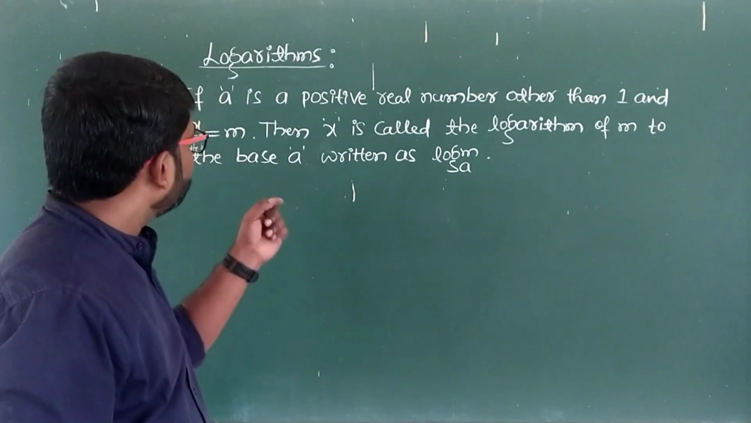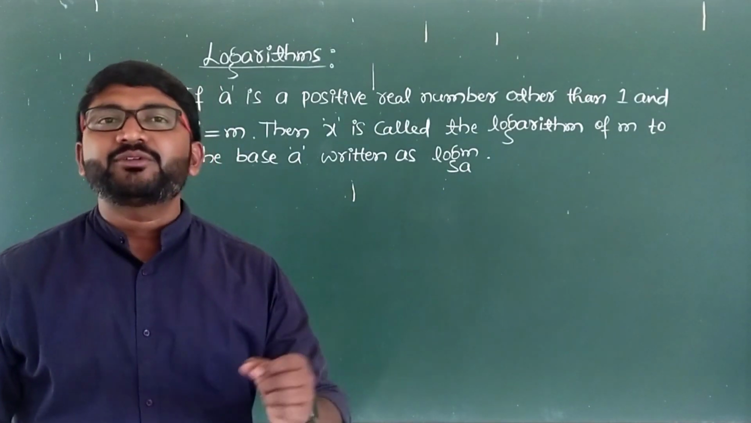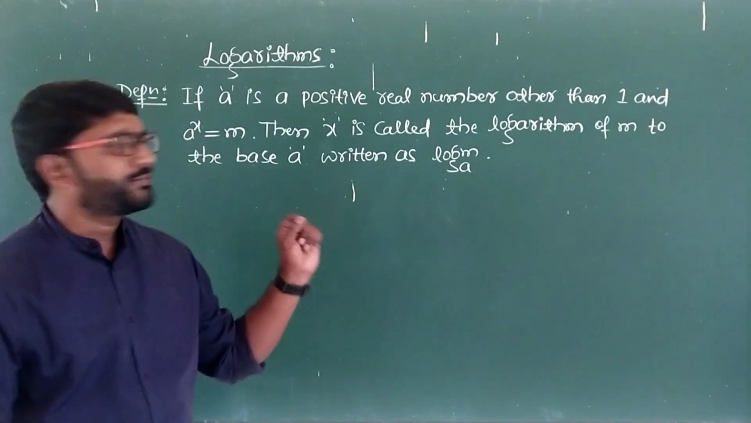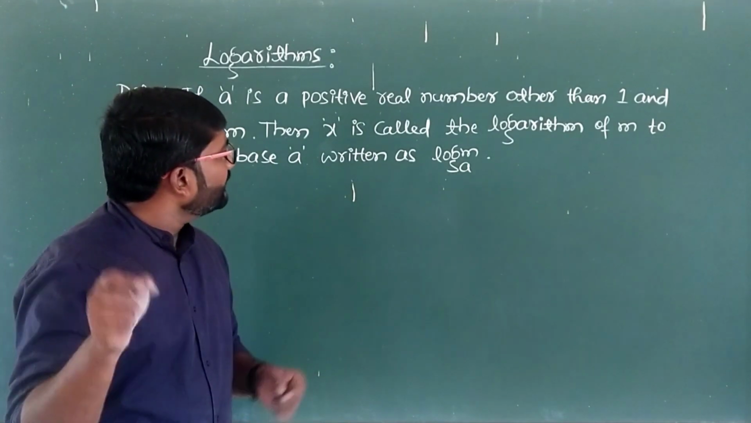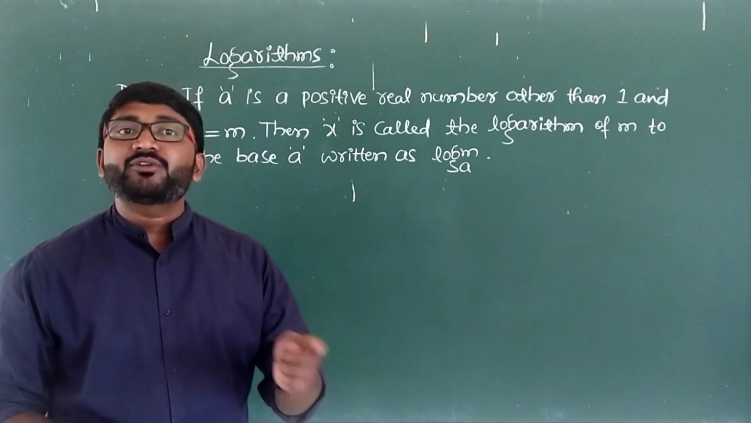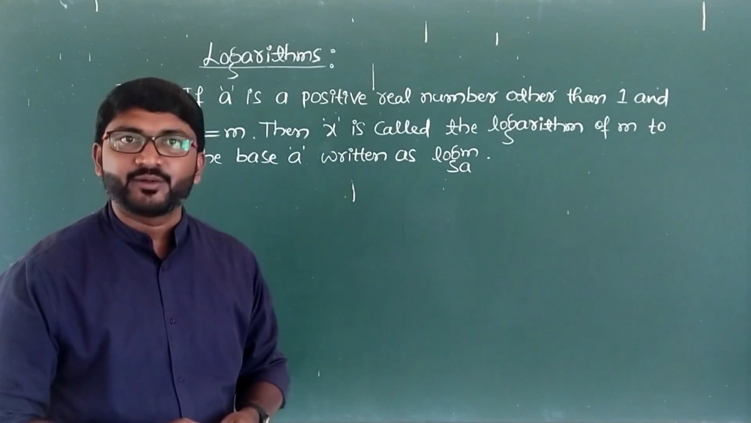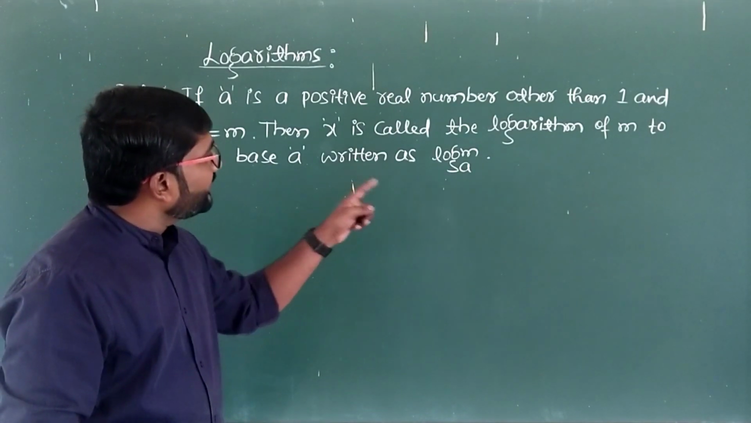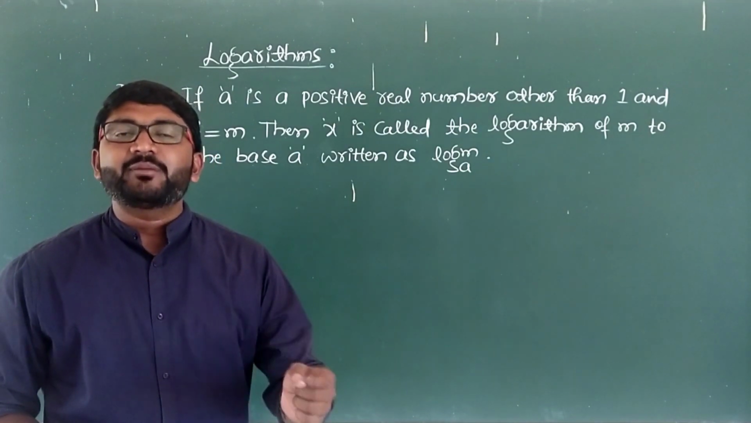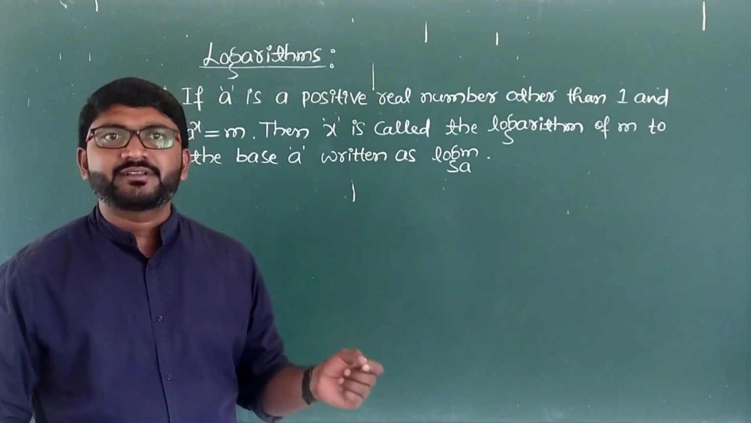Regarding this definition, we have a few important points. In log m to the base a, m should always be positive. This is the first point. Then in log m to the base a, if m is less than 0, then log m to the base a will be imaginary. Now if m becomes 0, then log m to the base a will be meaningless. It doesn't have any meaning. This is the third point.